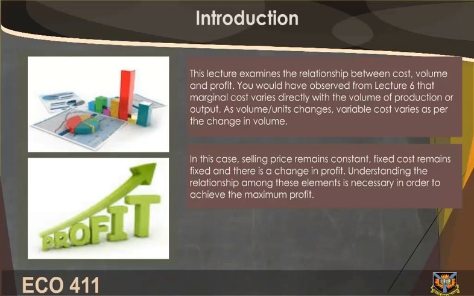You would have observed from lecture 6 that marginal cost varies directly with the volume of production or output. As volume or unit changes, variable cost varies as per the change in volume. In this case, selling price remains constant, fixed cost remains fixed, and there is a change in profit. Understanding the relationship among these elements is necessary in order to achieve the maximum profit.